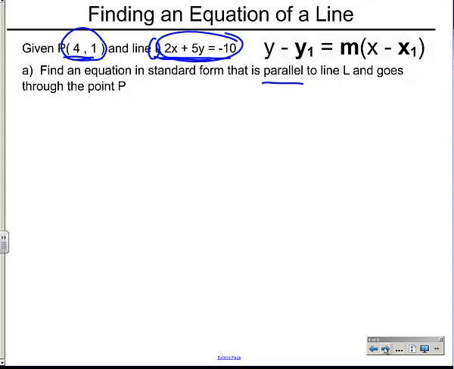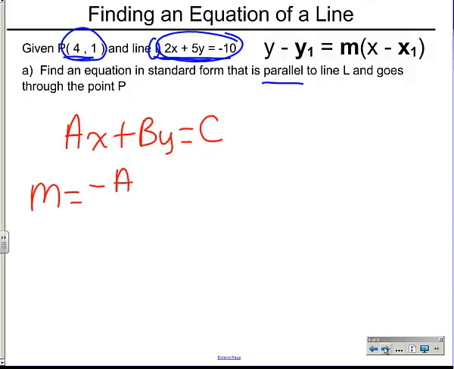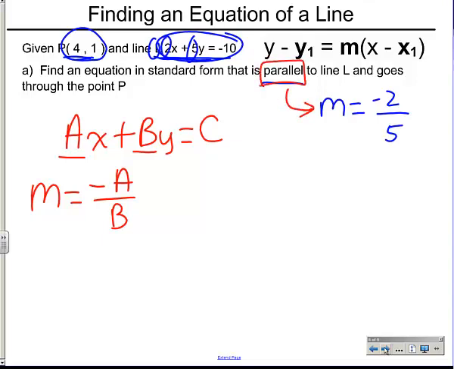If you remember back to the previous video, when you have an equation that's written in standard form, ax plus by equals c, slope is equal to the opposite of a over b. And a, of course, is the coefficient of x, and b is the coefficient of y. So the slope of this line up here is equal to the opposite of a, which is 2, so that's negative 2, over b, which is 5. So the slope of this line is negative 2/5. So the slope of the line that's going to be parallel will have exactly the same slope as that one.